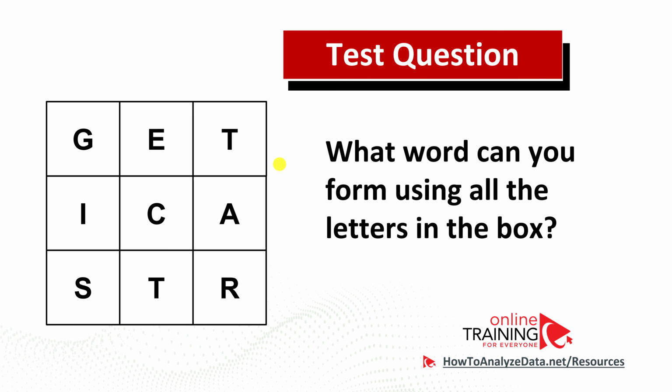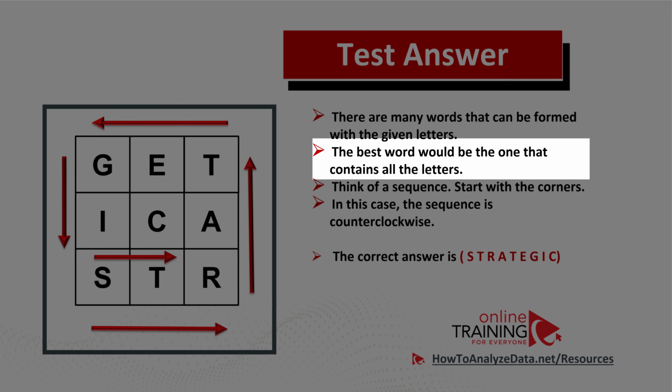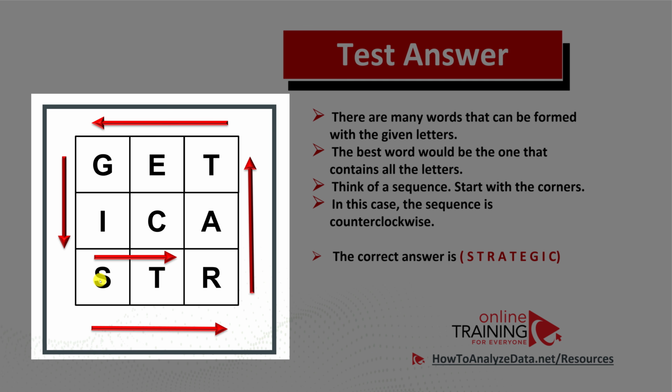Do you think you figured out the answer? Let's continue to see if we can solve this challenge together. Obviously, there are a lot of different words that could be formed with the given letters. But what you need to do as part of the test is to find the word that best matches all the letters presented. You should start looking in the corners, and in this case, the pattern is counterclockwise.